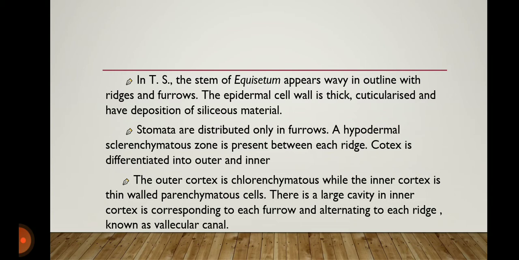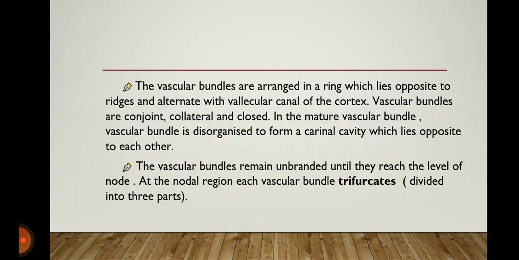There is a large cavity in the inner cortex corresponding to each furrow and alternating with each ridge. It is known as the vallecular canal. The vascular bundles are arranged in a ring which lies opposite to the ridges and alternate with the vallecular canals of the cortex. Vascular bundles are conjoint, collateral and closed. In the mature stem, the vascular bundle is disorganized to form a carinal cavity which lies opposite to each ridge. The vascular bundles remain unbranched until they reach the level of the node. At the nodal region, each vascular bundle trifurcates, which means it divides into three parts.